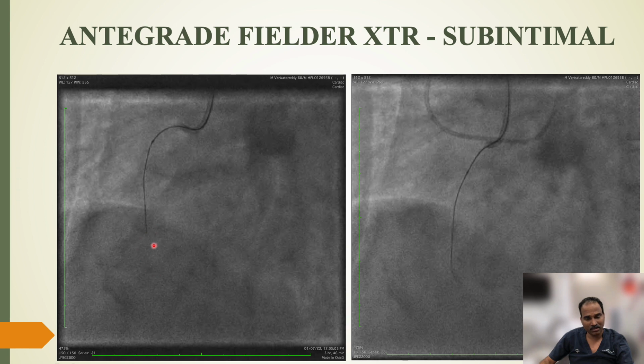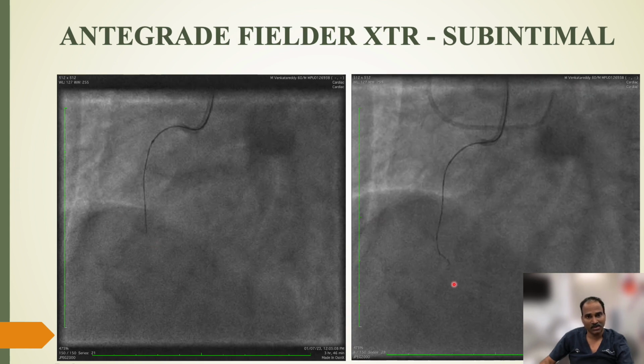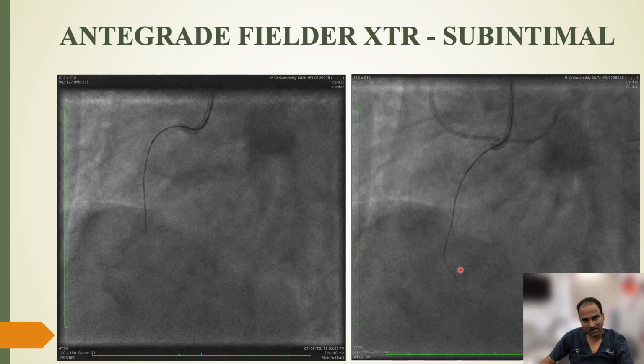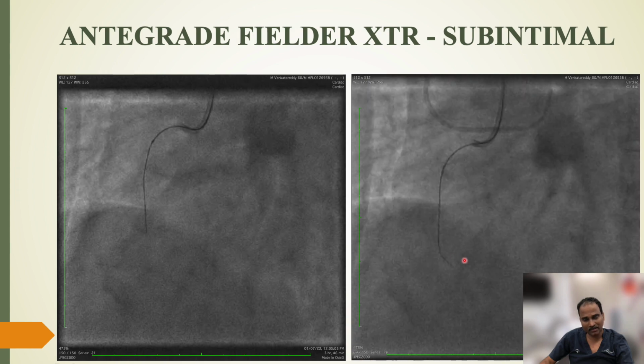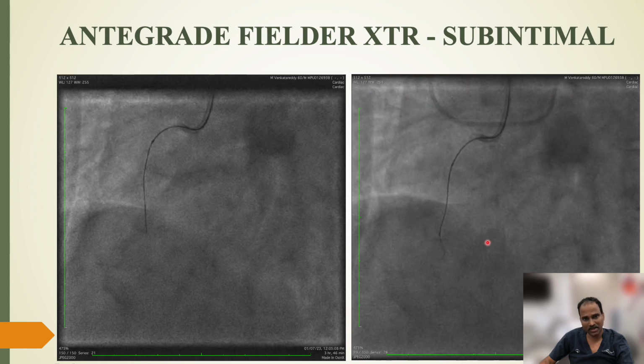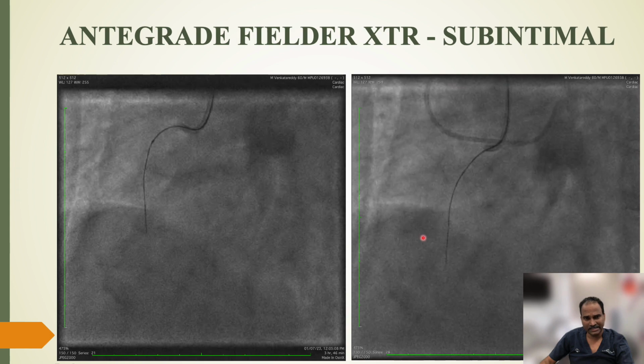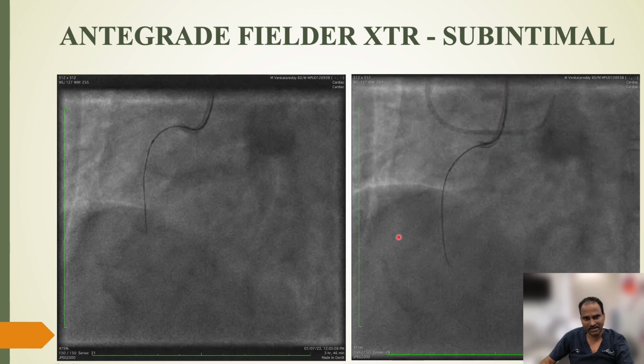And such a buckle creates a wide subintimal space, so kind of intramural hematoma. And you can as well see what happened here. It is almost getting knuckled within the subintimal space. So this kind of handling of wire is definitely not conducive for ANTEGRADE success. That's what exactly happened here.